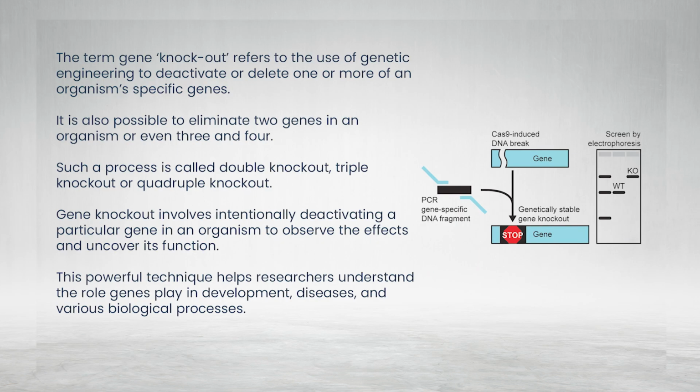As mentioned earlier, the term gene knockout refers to the use of genetic engineering techniques which deactivate or delete one or more of an organism's specific genes. It is also possible to eliminate 2 genes in an organism, or even 3, 4 and more. Such a process is called double knockout, triple knockout or quadruple knockout.